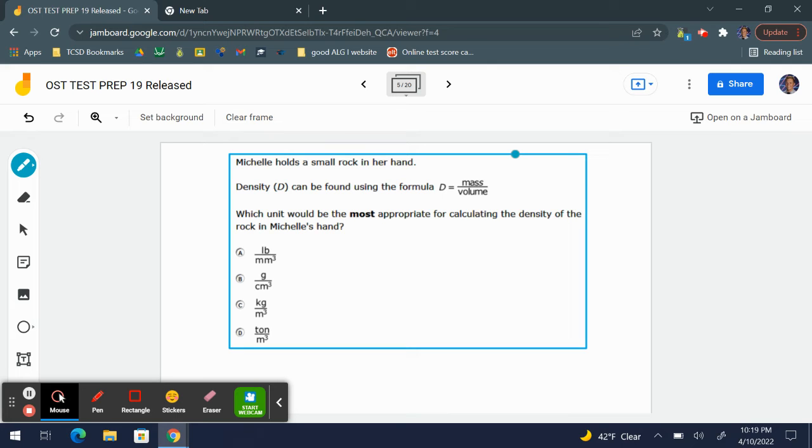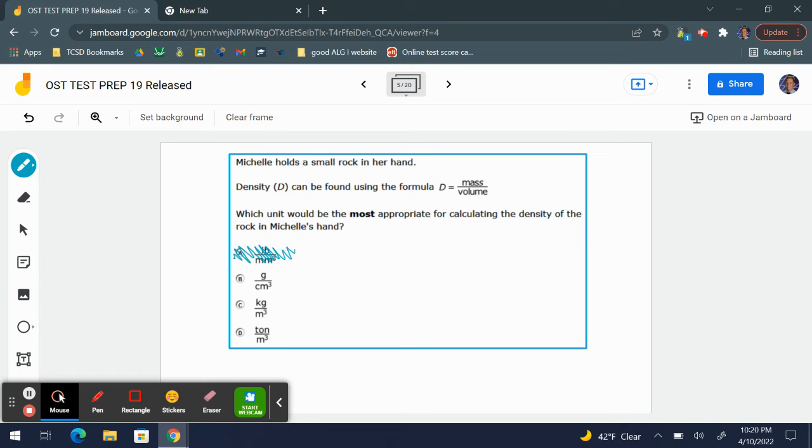Grams per centimeter cubed. So that centimeter again is about 2.54 to an inch, so that's roughly an inch by an inch by an inch, in grams. 1 gram is about a paper clip. So we can definitely hold a paper clip in our hand in that amount of volume. So, test taking strategies: get rid of A, let's keep B.